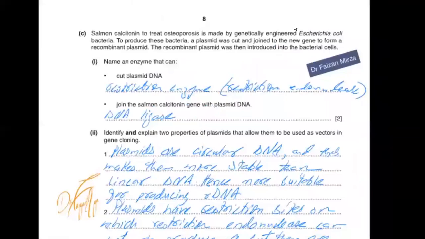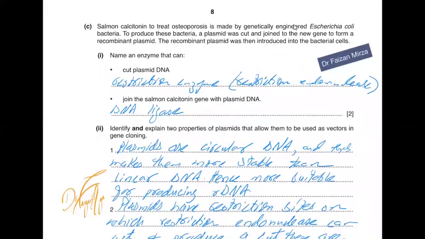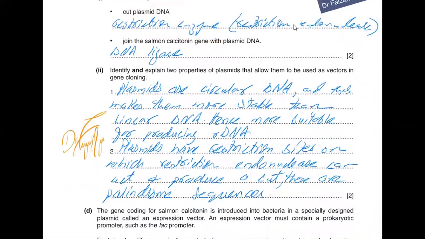The question continues. They are saying the salmon calcitonin to treat osteoporosis is made by genetically engineered bacteria. The plasmid is cut and the new gene is added. The recombinant plasmid is then introduced into a bacterial cell. Name the enzyme that cuts the DNA plasmid. So that's restriction endonuclease or restriction enzyme. How is the DNA joined? It is joined using DNA ligase.